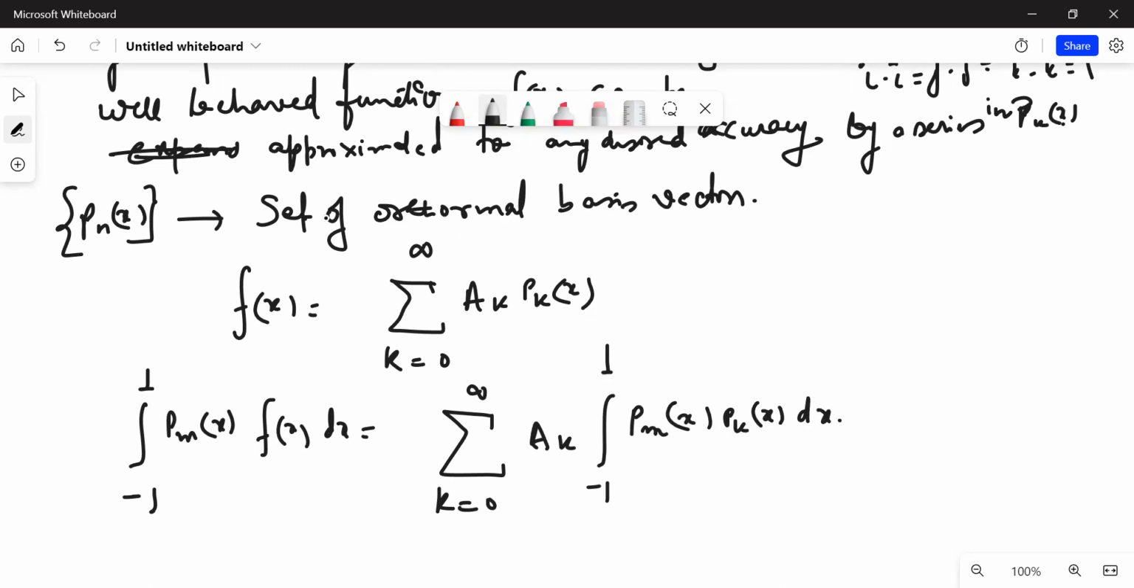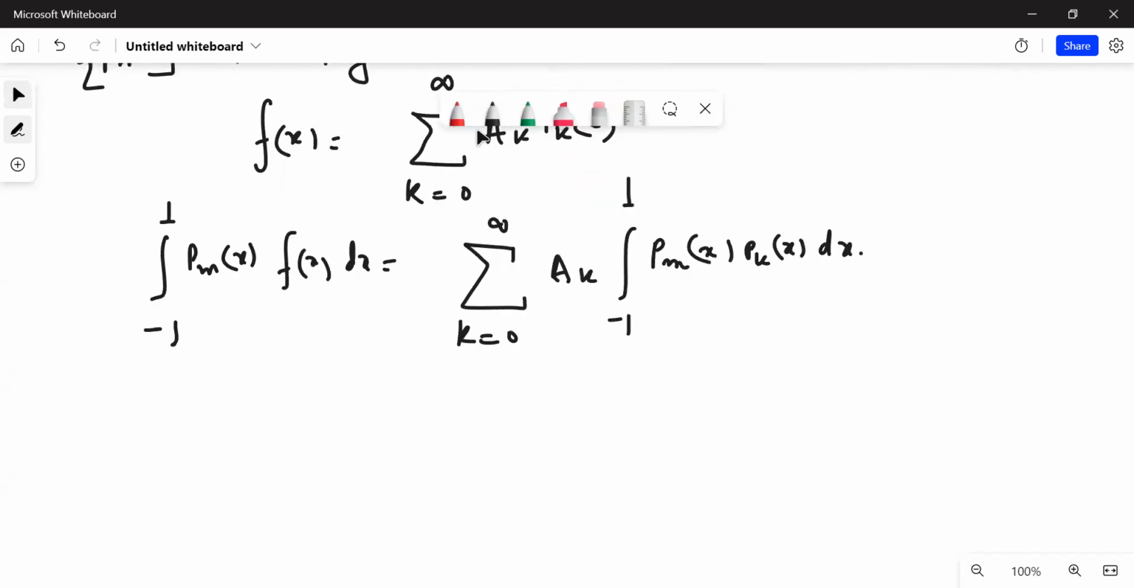Is that clear? And it is quite clear that this will give you a non-zero integral only if m is equal to k. So if m is equal to k, this will be equivalent to a_m. This will be equivalent to writing 2 upon 2m plus 1. And this will be equivalent to the integral from -1 to +1 of P_m(x) f(x) dx.